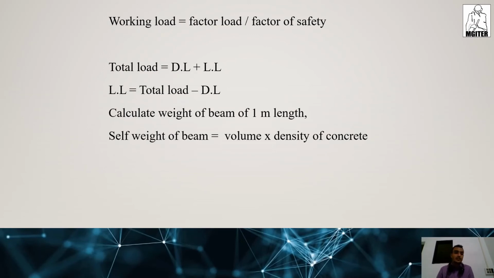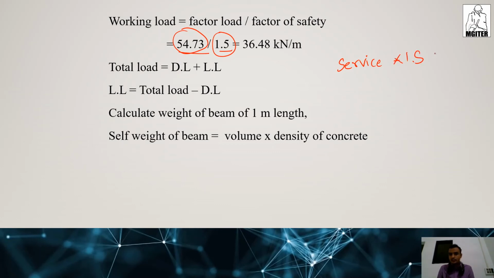Then we have a working load here. 54.73 is a factored load, so divide by 1.5. Why do we divide by 1.5? Because this is the factored load. So how do we find a factored load? Factored load means you have a service load. Service load times 1.5 is equal to the factored load. So your structure is designed by a factored load, not by a service load.